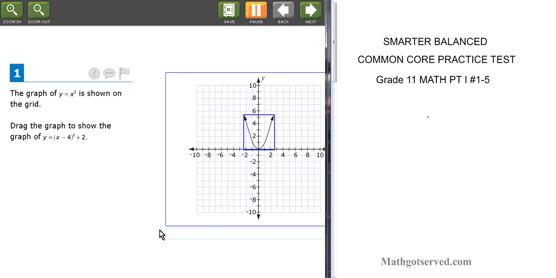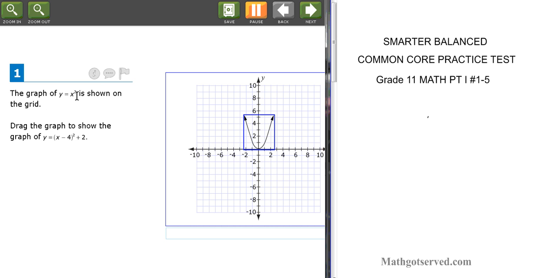In this clip, we're going to be going over problems 1 to 5 of the Smarter Balanced Assessment Consortium Common Core Test for Grade 11 Math. We're going to be working on problems 1 to 5 of this practice test. Now let's take a look at question number 1.